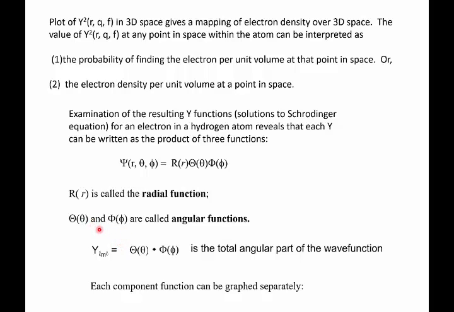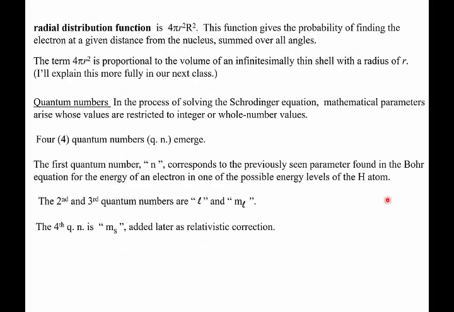The product of the two angular functions is called the total angular part of the wave function. It is the phi function times the theta function. Now, each component function can be graphed separately.